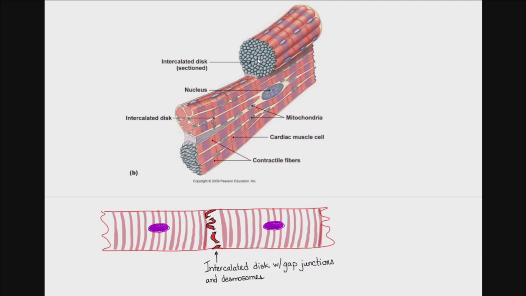Intercalated discs are rich with gap junctions and desmosomes. And remember, desmosomes are a type of anchoring junction. And in a previous module, we briefly talked about the importance of those anchoring junctions. If they are weak, then the myocardial cells can actually separate from each other, and the heart would fray and potentially explode, which is fatal.